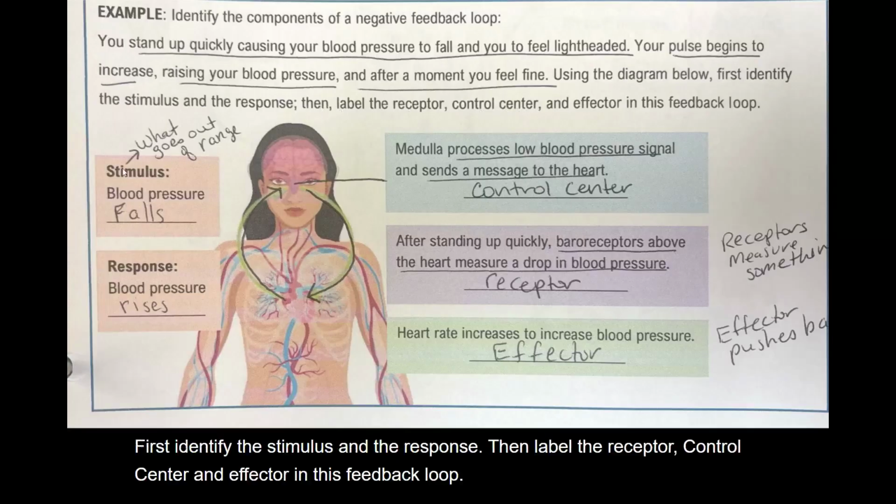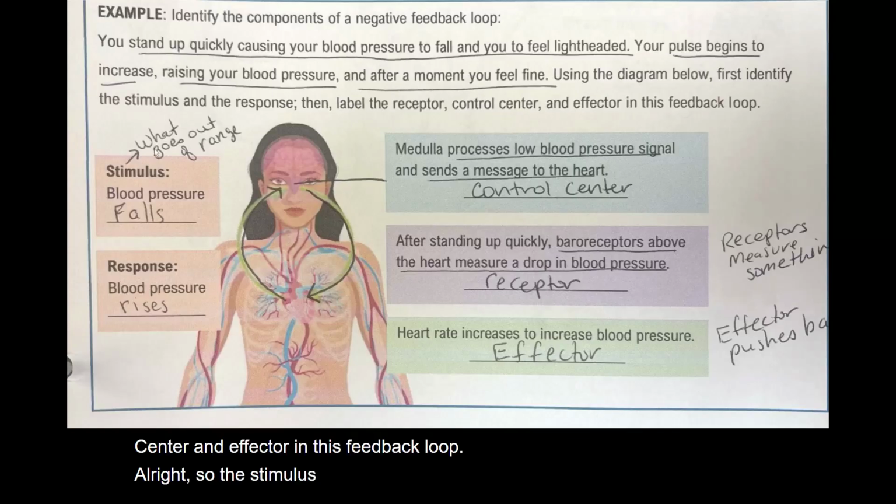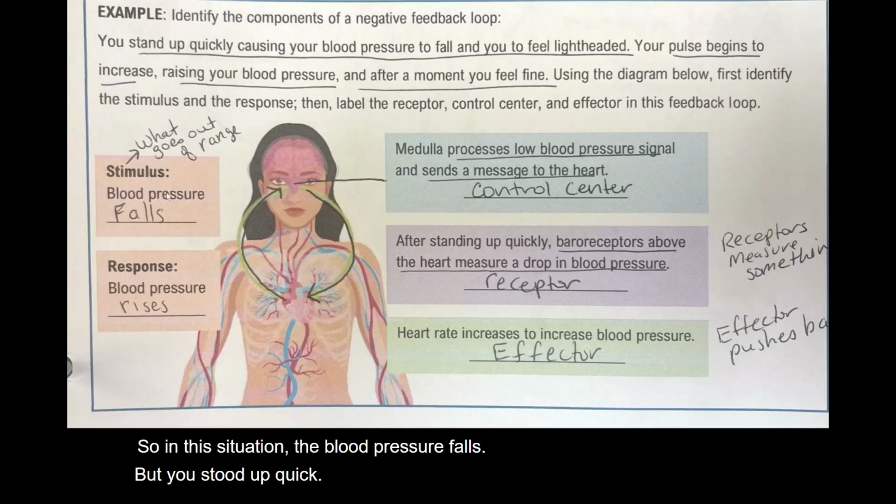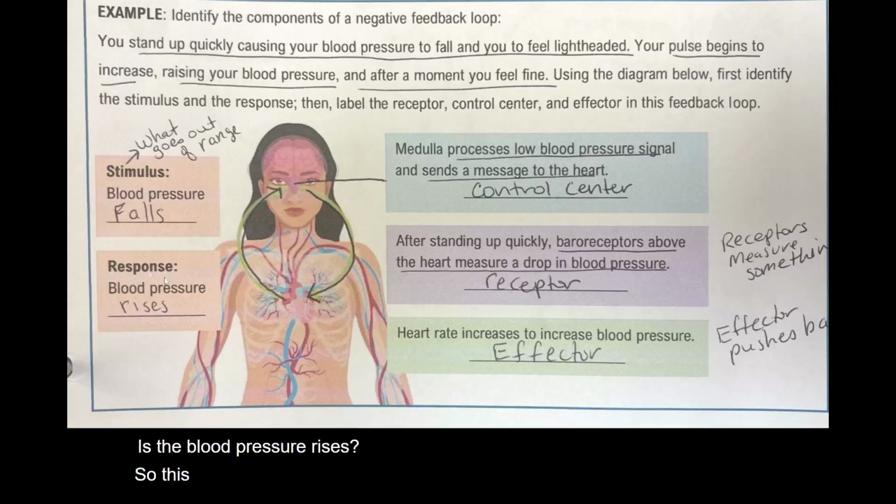All right, so the stimulus. The stimulus is always going to be what goes out of range. So in this situation, the blood pressure falls because you stood up quickly. The response is the blood pressure rises. So this is the stimulus. It's going to cause a response. Let's see how that happens.